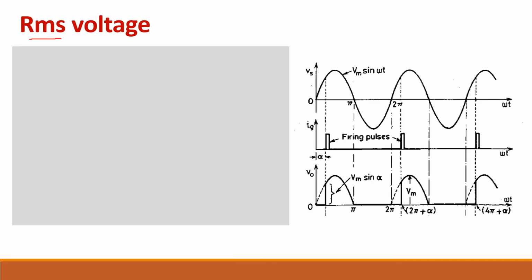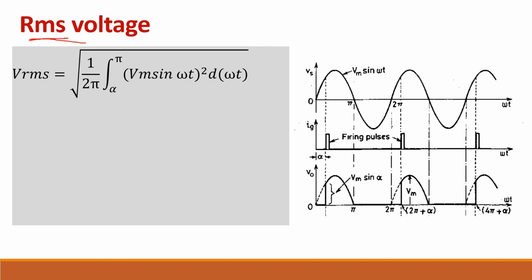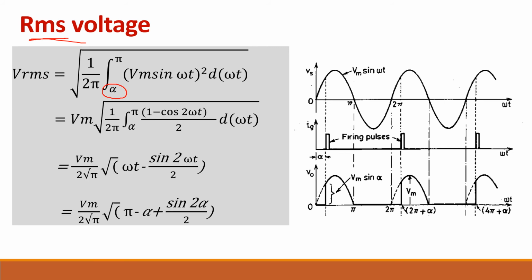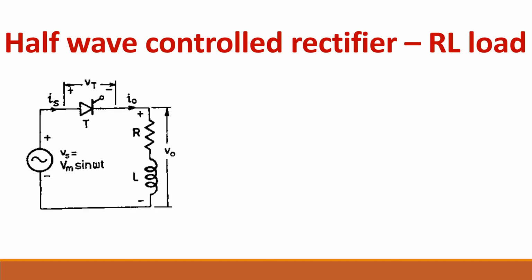Then find the RMS value, or root mean square value. Again the same formula, only the limit changes, alpha to pi. So you will get the RMS value. So half wave rectifier with R load is very easy. You have derived the average value and RMS value. Next we will see the half wave rectifier with RL load.